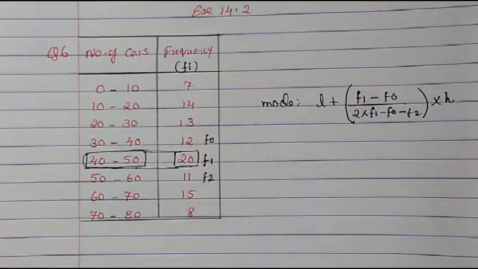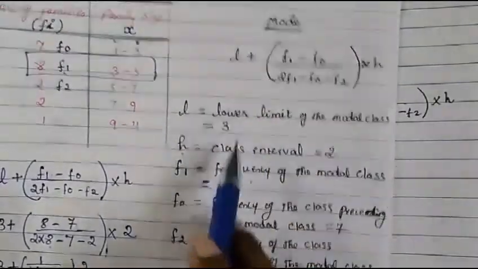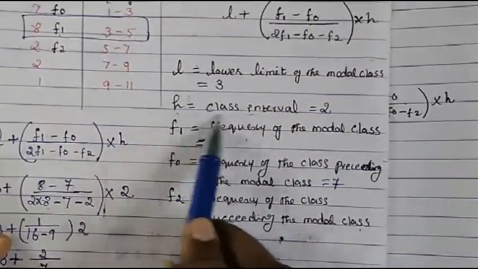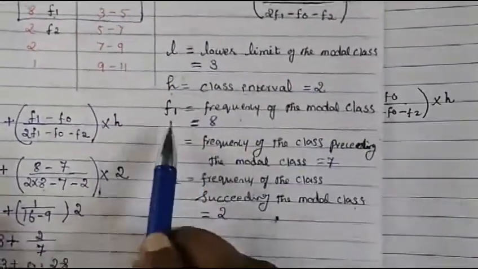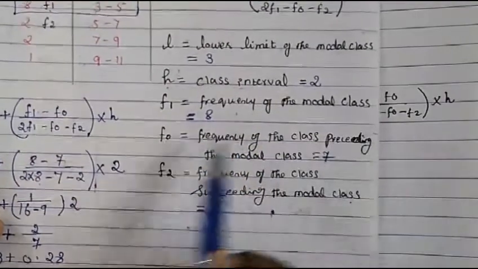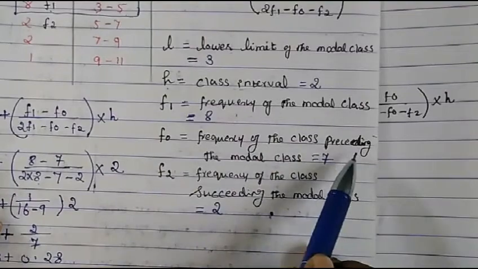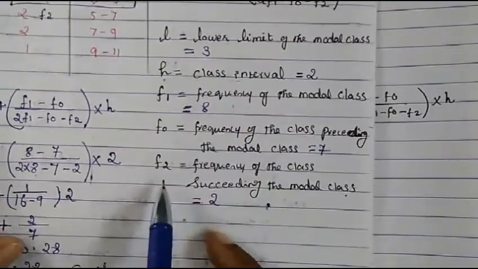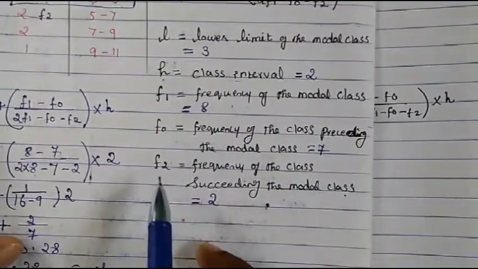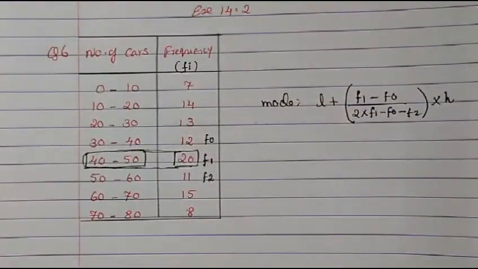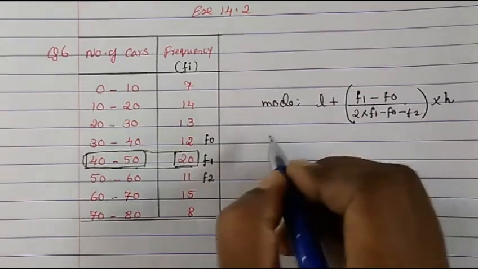As I have already told you, whenever mode is asked, kindly write down the explanation of the formula. You need to write that L means lower limit of the modal class, h means class interval of the modal class, f1 means frequency of the modal class, f0 means frequency of the class preceding the modal class, and f2 means frequency of the class succeeding the modal class. Write this explanation and the values as well. Here I will only write the values.